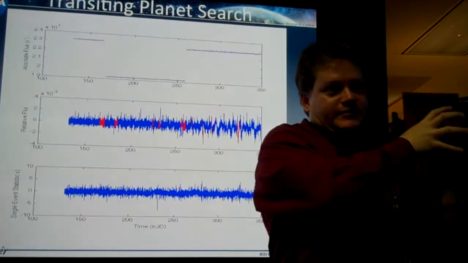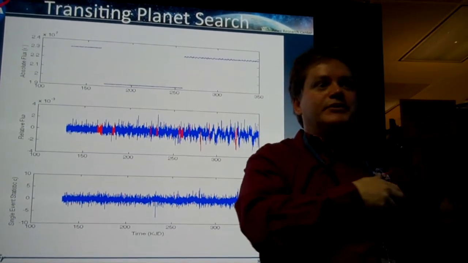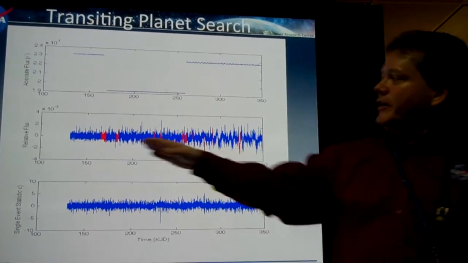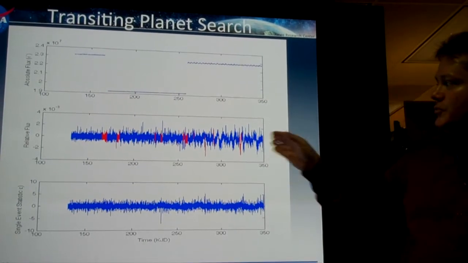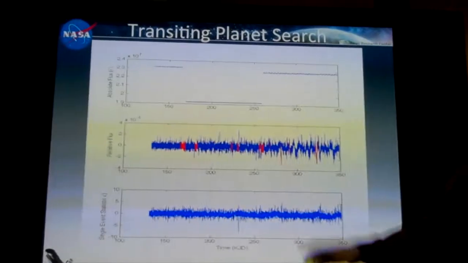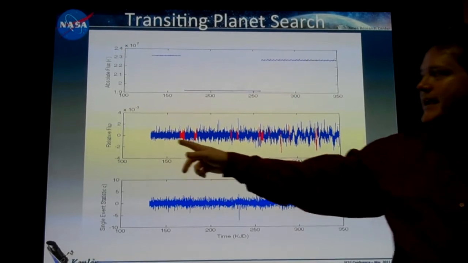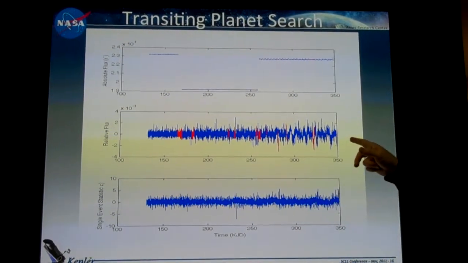So the first thing we have to do is stitch these pieces together. And we also have to fill in the gaps, things like not collecting data because the spacecraft is sending information back to Earth. For the algorithms to work correctly, we want to fill that in. That's what these red areas are. So once we've stitched this together and filled in the gaps, we have a light curve that looks like this.